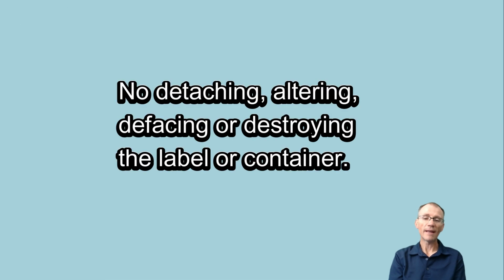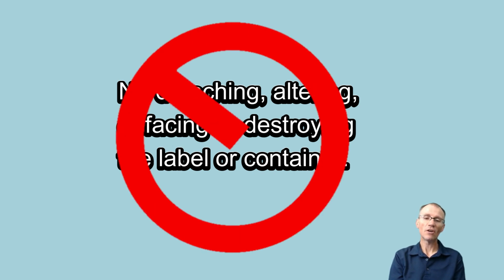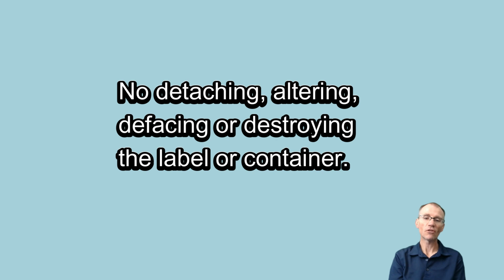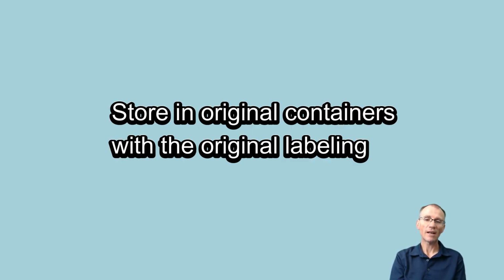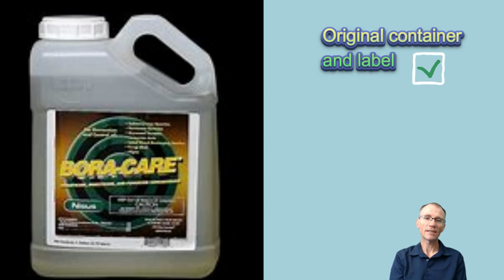Also on here that I think is important, detaching, altering, defacing, or destroying any part of a container or labeling. Don't destroy the containers. Don't move pesticides from one container to another. Pesticides are meant to be stored in their original containers with the original labeling. Nothing can get you in trouble quicker than trying to move pesticides out of their original container and putting different labels on them. You're just going to end up with a big problem, and it's not something you want to do.